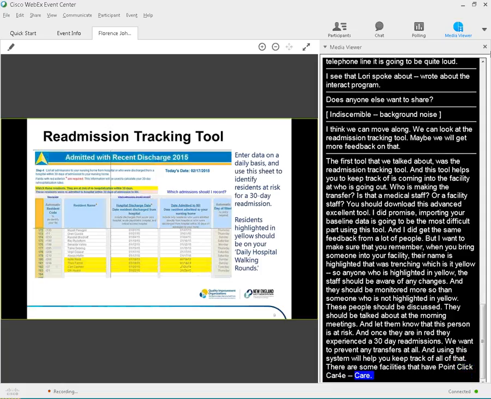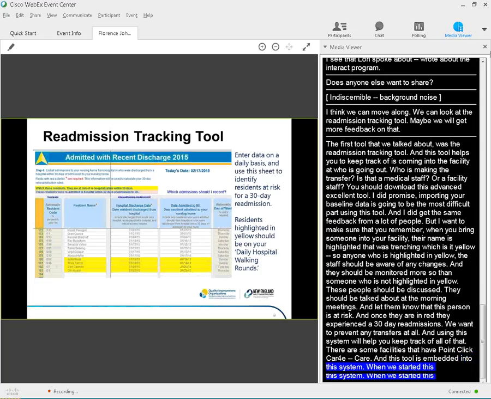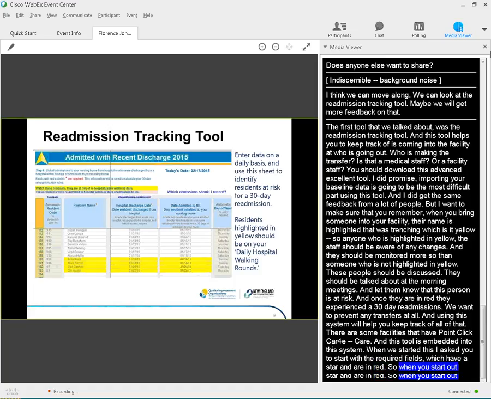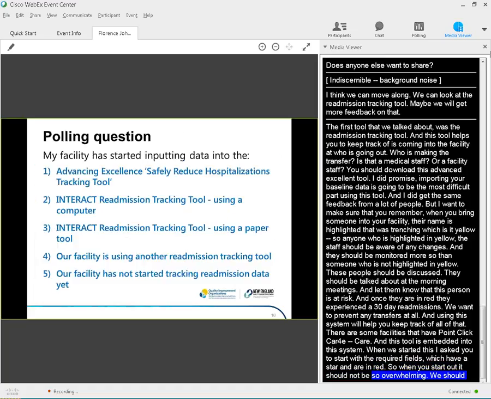Don't forget that when we started this, I asked you to start with the required fields. Those are the fields that are starred in red. And then as you move along every month, try to fill in another section so that when you're starting out, it's not so overwhelming. So we should have had our first data available June 1st.